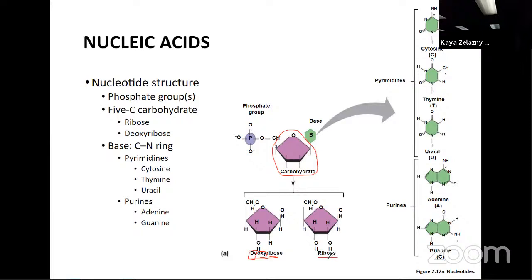This is what's going to give us DNA versus RNA. The D in DNA is for deoxyribose, deoxyribonucleic acid, versus the R for ribose, which is going to give us our ribonucleic acid.